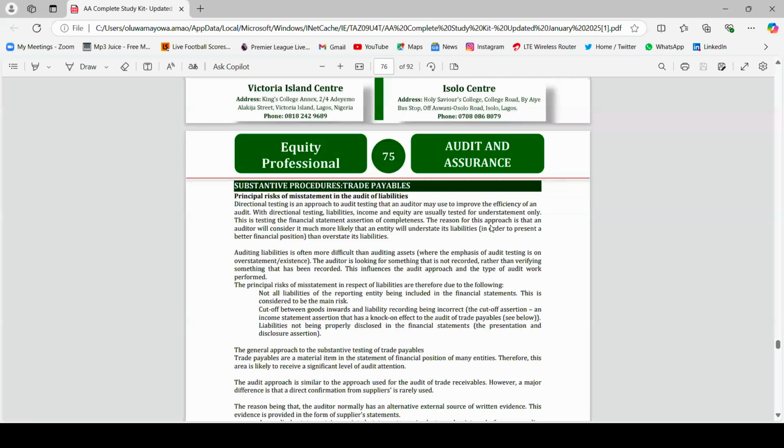So we need to understand what substantive procedure is all about. That's what I'm trying to say. Now, just like I've said, the auditor at this stage is testing all the line items in the financial statement, trying to ascertain and verify the assertions that have been made by management. When we say financial statement assertions, they are the basis on which management has prepared all those line items you see in the financial statement. Take, for instance, your PPE.